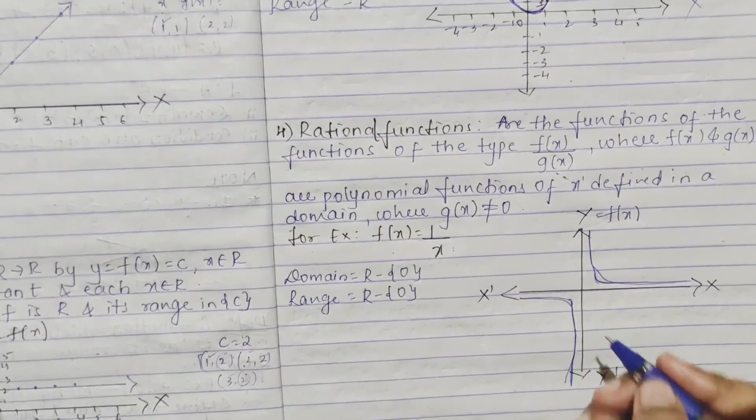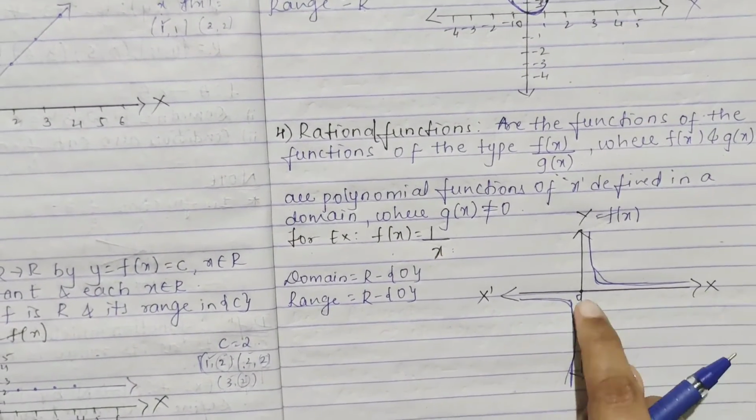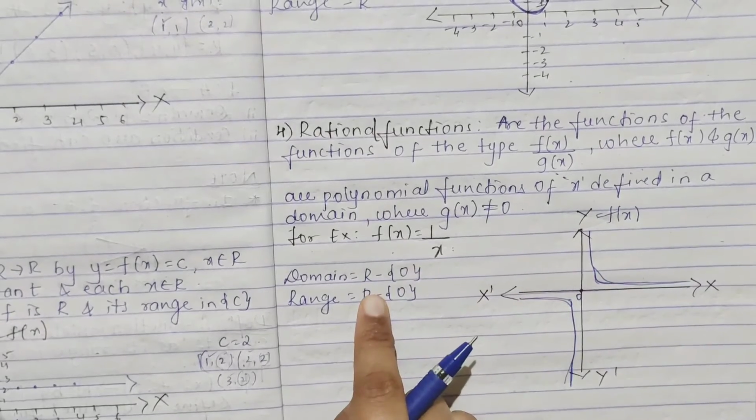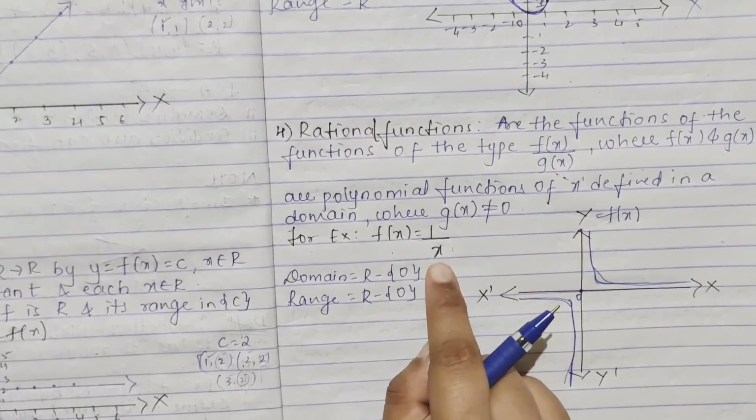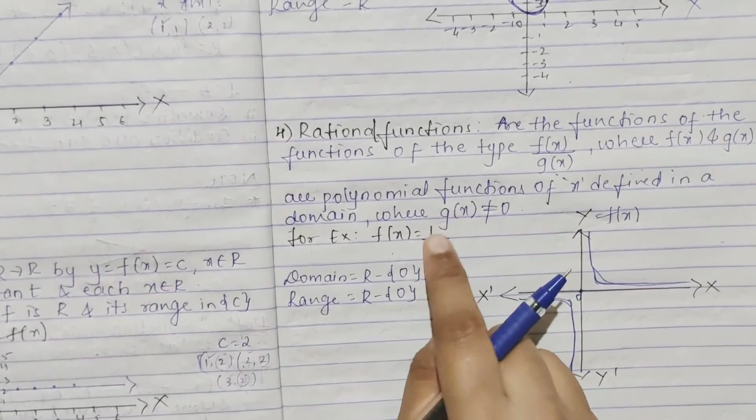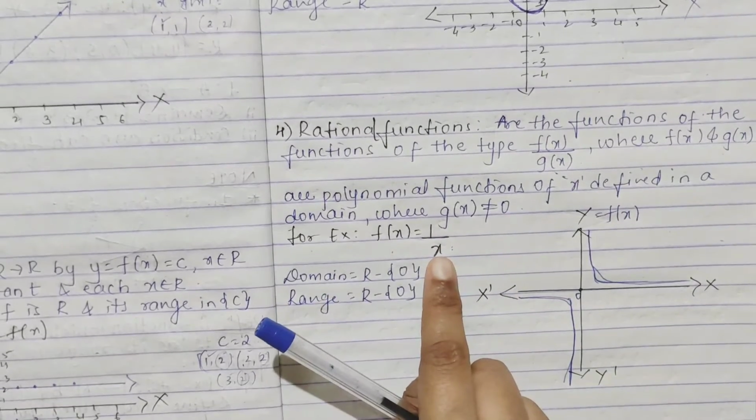Like this you can see. Here you see x as 0, and for 0 you have nothing. So in the real numbers, you say except 0. Why? Because if you take x equal to 0 here, you will get infinity, which is not defined. So you have to write real numbers except 0 in this.